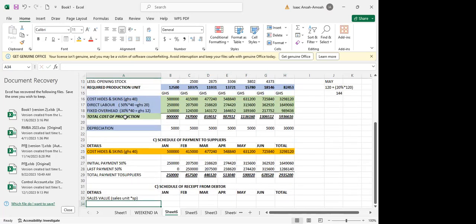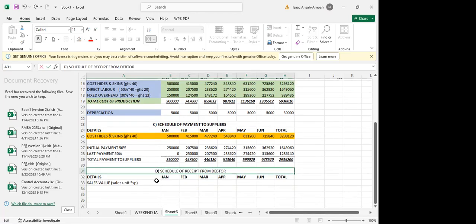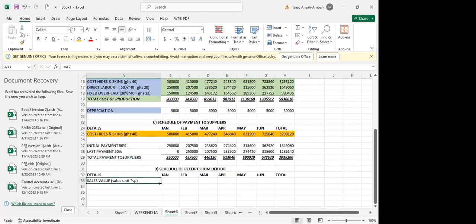So my numbering is wrong. So D. Thank you. So we are looking at sales values. I'm rewriting my sales values here. Then what is the credit term?